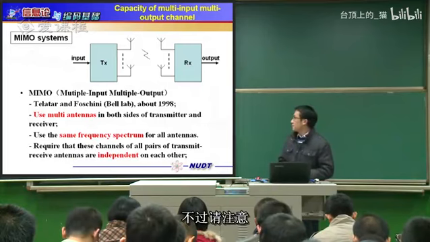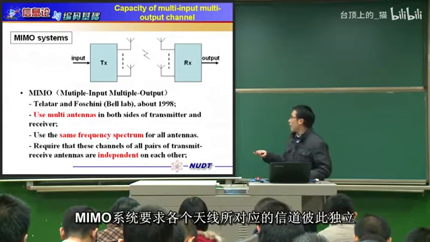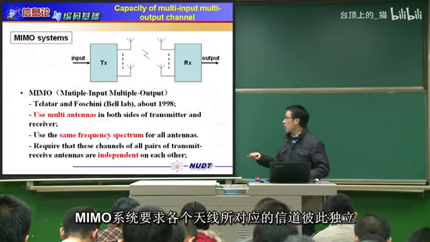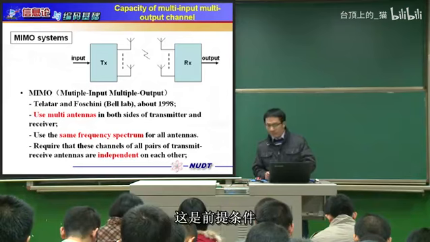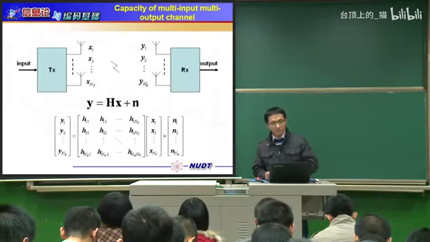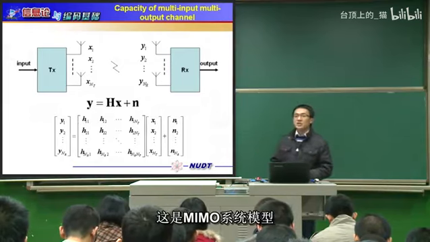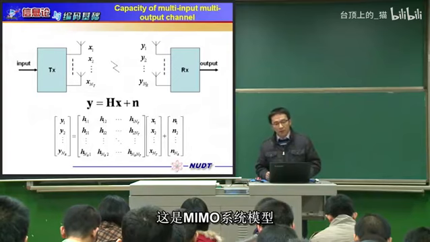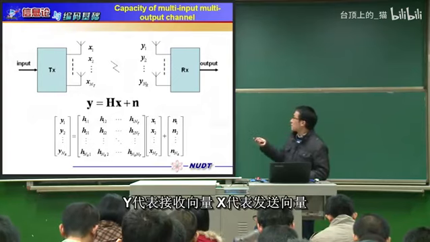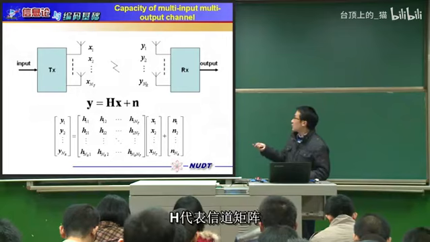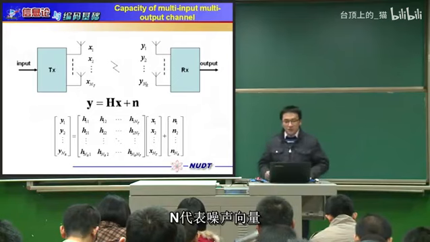And please note that the MIMO system requires that the channels of all pairs of transmitter-receiver antennas are independent of each other. So this is a condition. See this expression, which is the system model of MIMO. Y is a receive vector, and X is a transmit vector, and H is a channel matrix, and N is a noise vector.